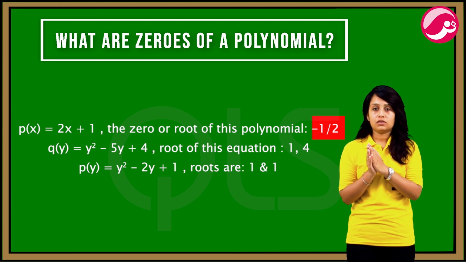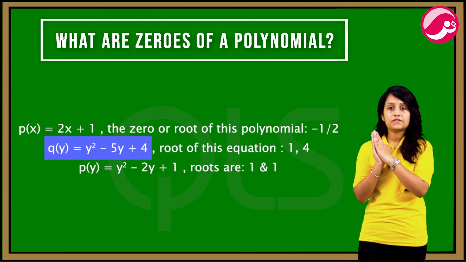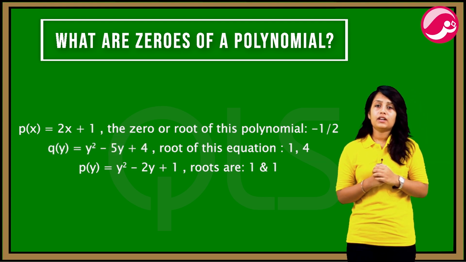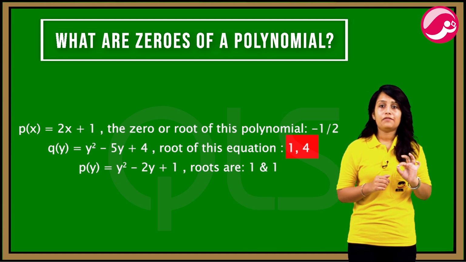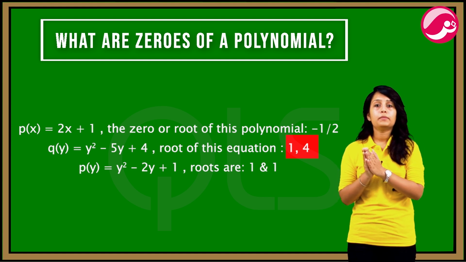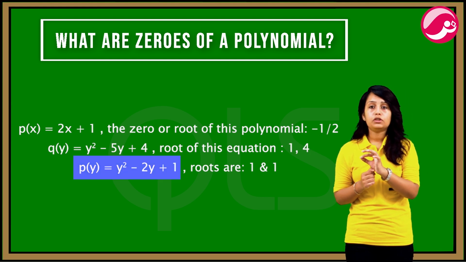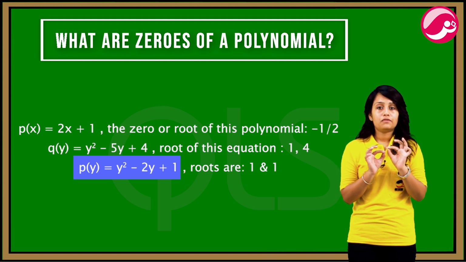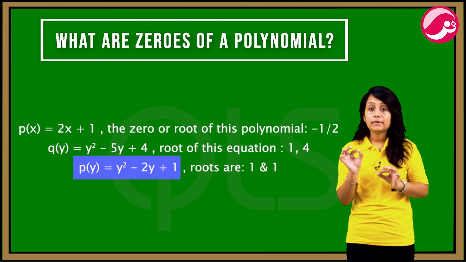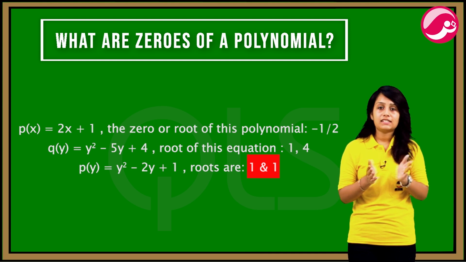Consider another equation, q of y equal to y square minus 5y plus 4. The roots of this equation are 1 and 4, because if we put 1 or 4 in place of y, the value of this polynomial q of y becomes 0. Consider another example, p of y equal to y square minus 2y plus 1. The roots of y in this polynomial are called repeated roots. The roots are 1 and 1. This may sound odd, but this is how it is.